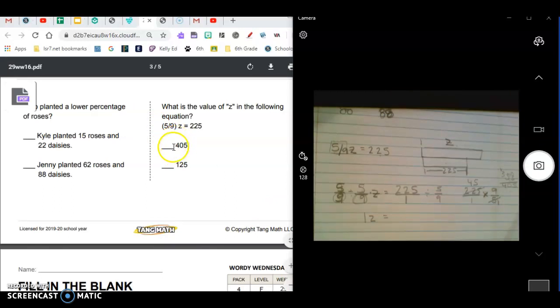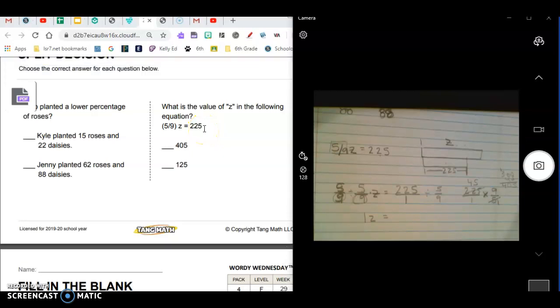405, which is one of our options over here. So again, that is how 405. But ideally, it would be more logic thinking through these split decisions. 5/9 or a part of z is 225. That means z has to be bigger than 225. I could check that work by doing 5/9 times 45.